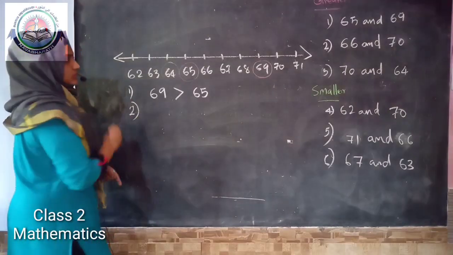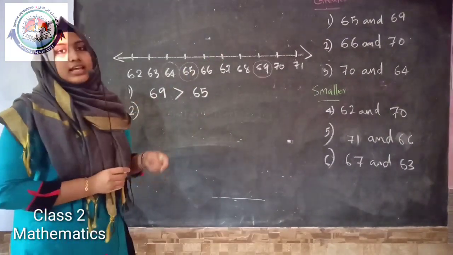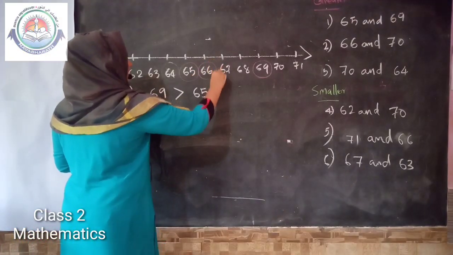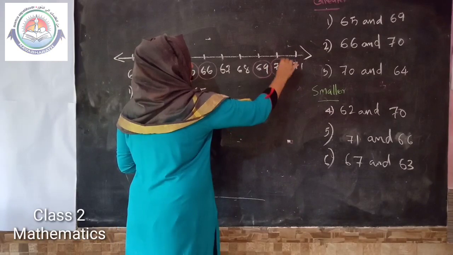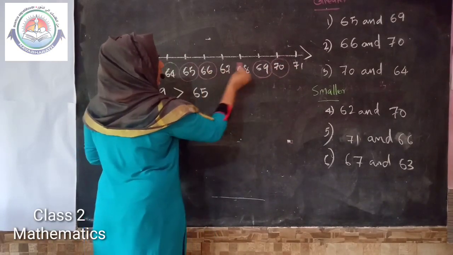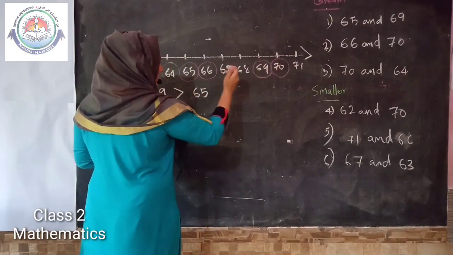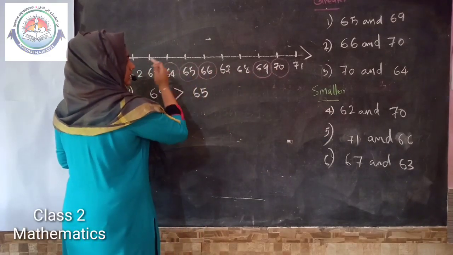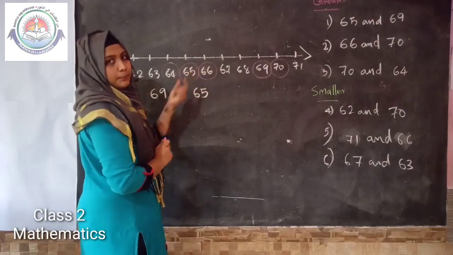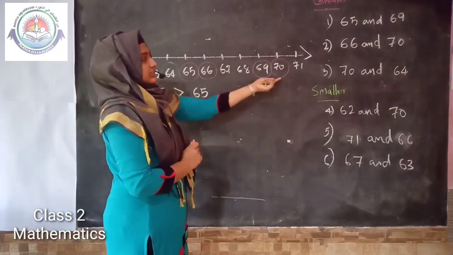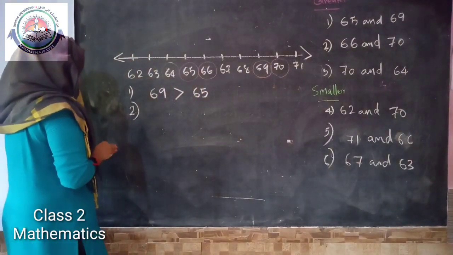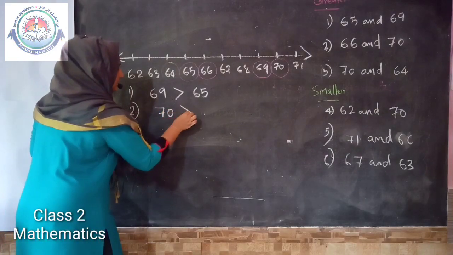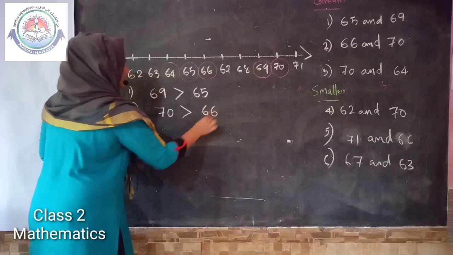In the next question, 66 and 70. Here is 66 and here is 70. 70 is on the right side and 66 is on the left side of the number line. So we can say 70 is greater. So we write 70 is greater than 66.